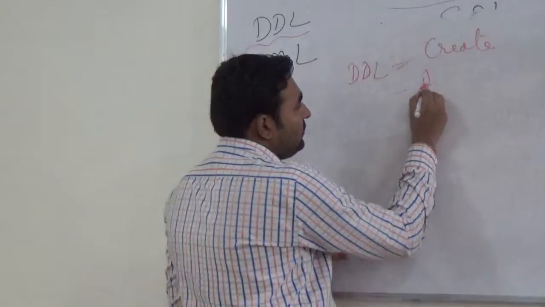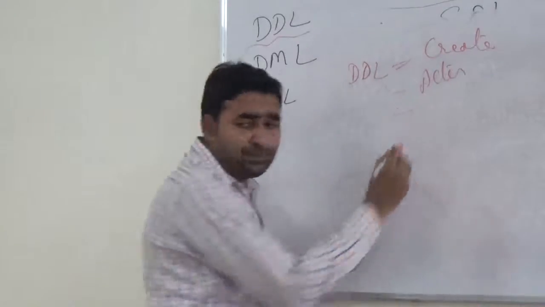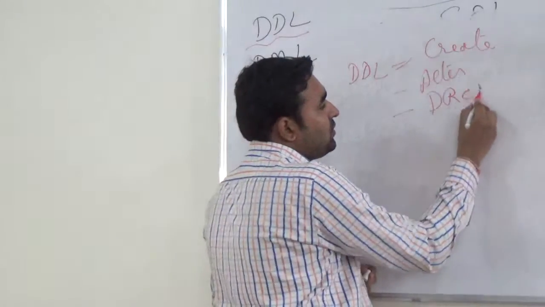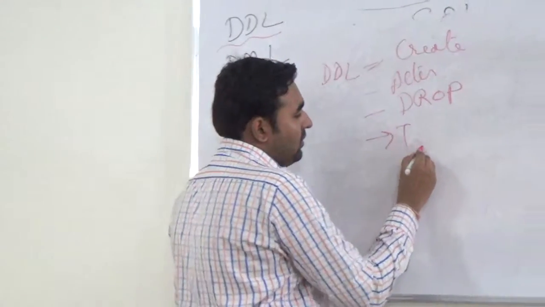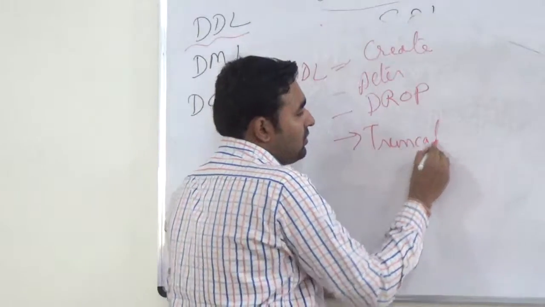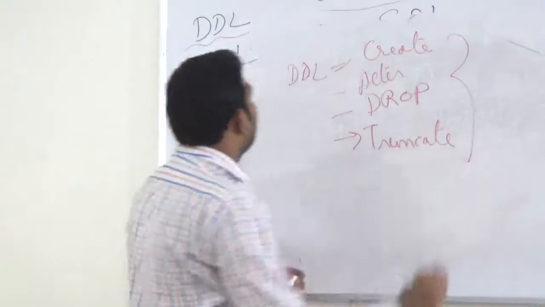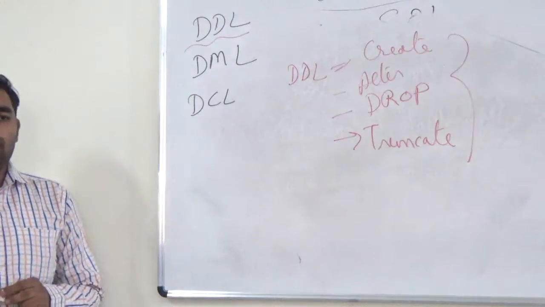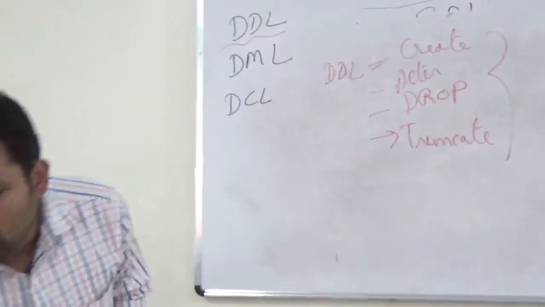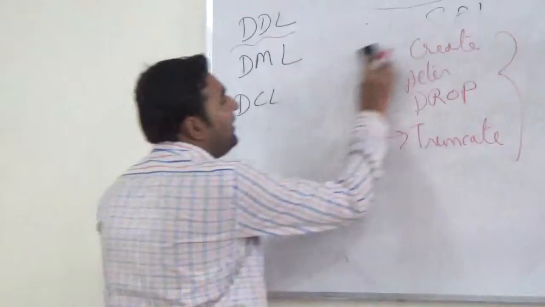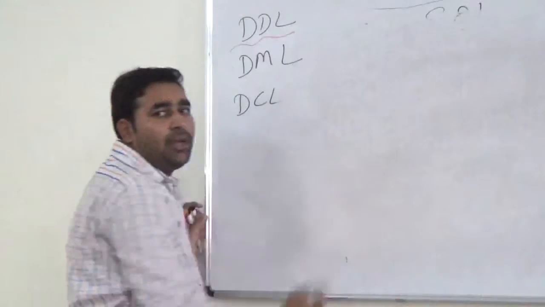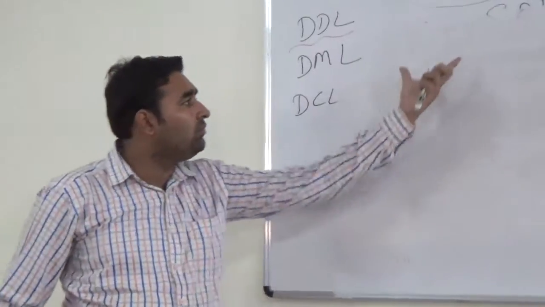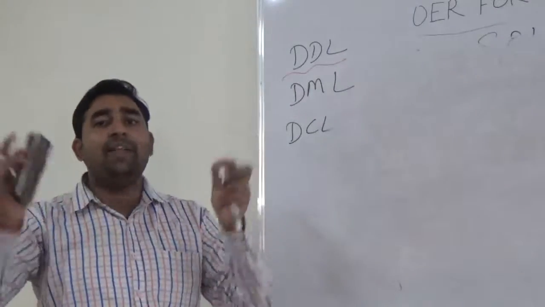Second, alter, drop, truncate. So with the help of these DDL commands, we can define the structure of a table. Okay. Now with the DDL queries, what have we done? We have created the tables. We have defined the structure.